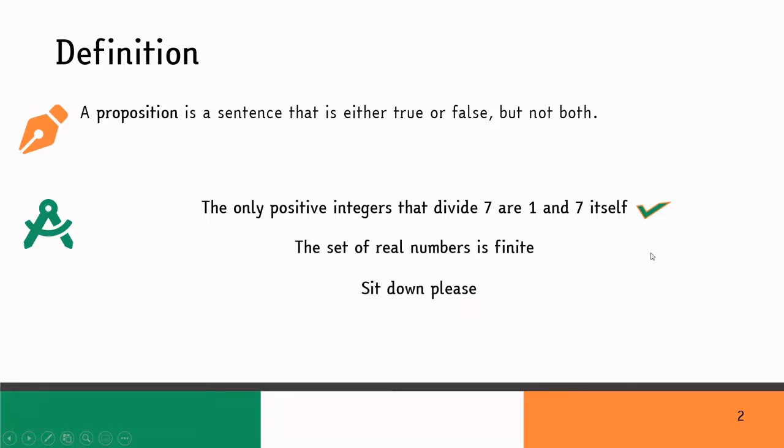The set of real numbers is finite. We all know that the set containing real numbers must be an infinite set, which makes this statement false. Despite being false, this sentence is also a proposition because it has a definite meaning and does not imply ambiguity.